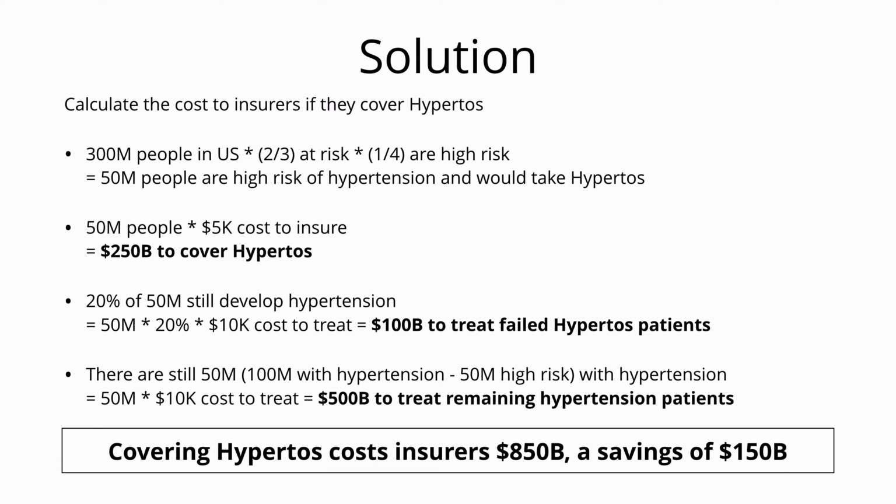Next, let's calculate how much it would cost insurers to cover Hypertose and then treat the remaining people that have hypertension.